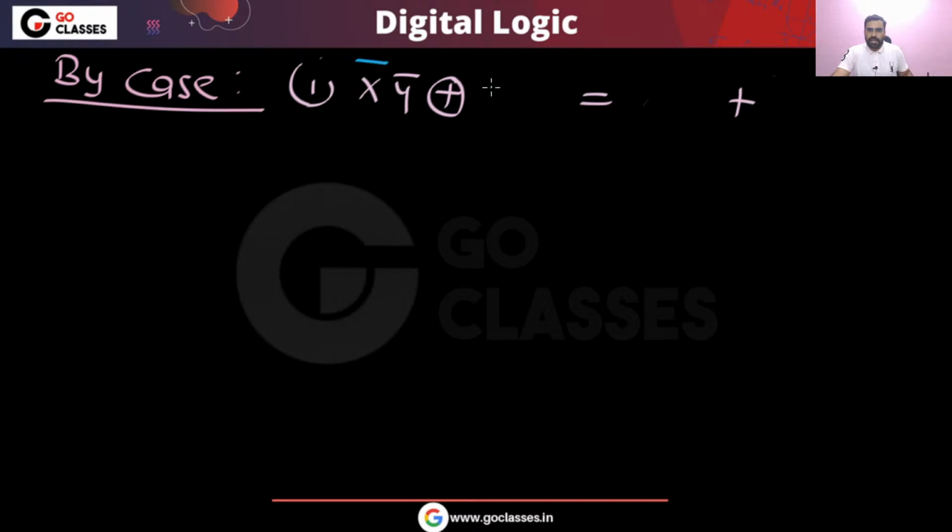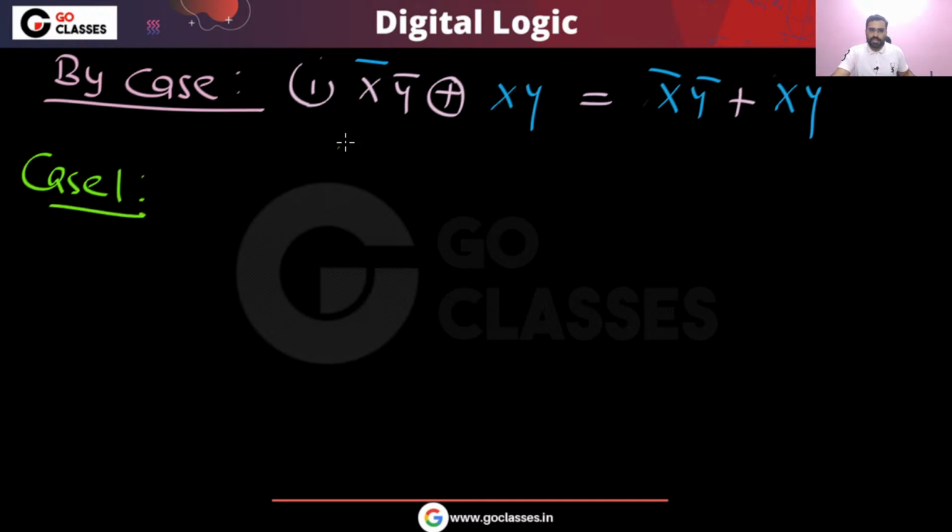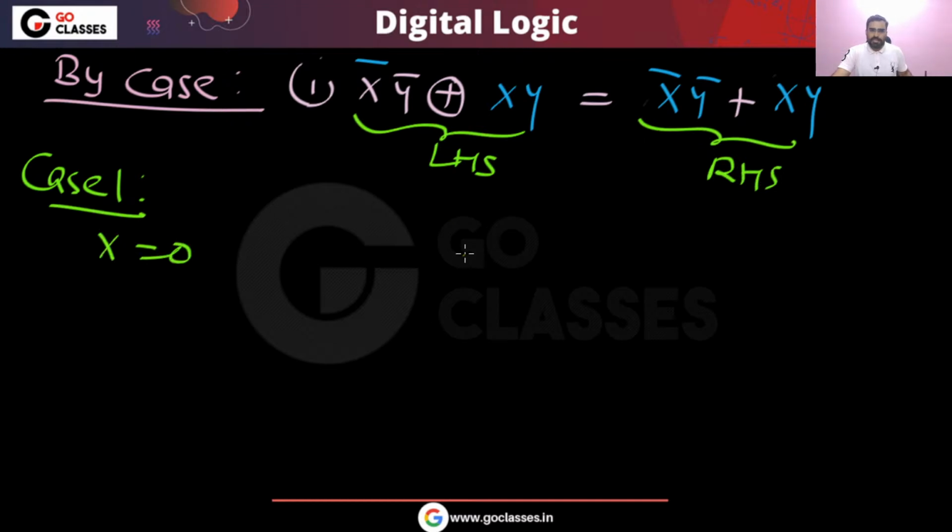x bar y bar XOR xy is equal to x bar y bar or xy. So here just apply the by-case method. Only two cases are possible. Let's call the left side LHS and the right side RHS. Two cases are possible: either x equal to 0, or the other case, x equal to 1.